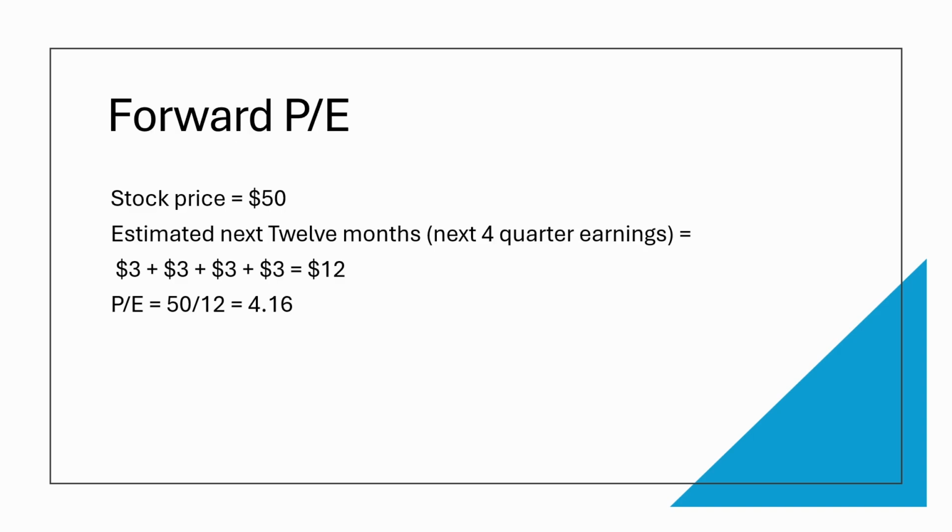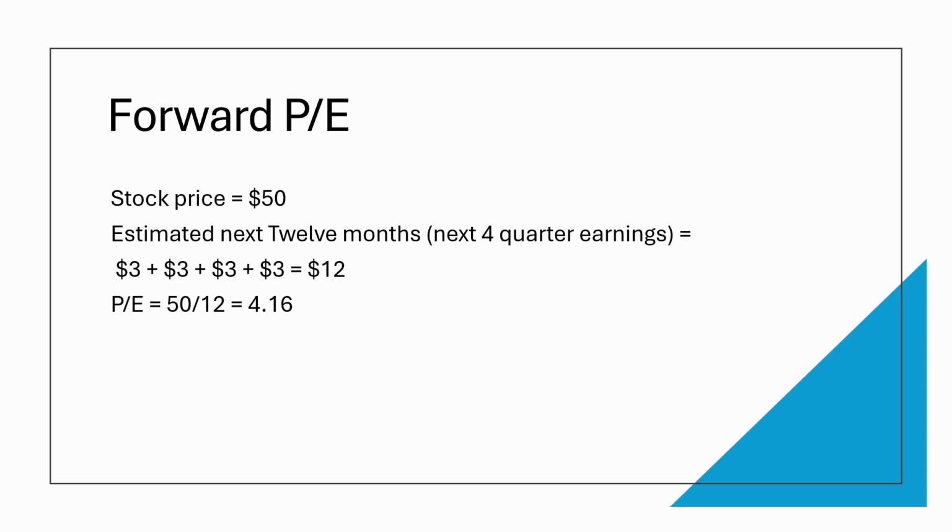Forward PE, as the name suggests, is about calculating PE ratio based on the future earnings. Future earnings are not known, so we use estimates. Let's take an example. Let's say we are expecting earnings for next 4 quarters to be $3 per share every quarter, which means $12 per year. So if we divide the stock price $50 by expected future earnings for next 4 quarters, which is $12, we get a ratio of 4.16.